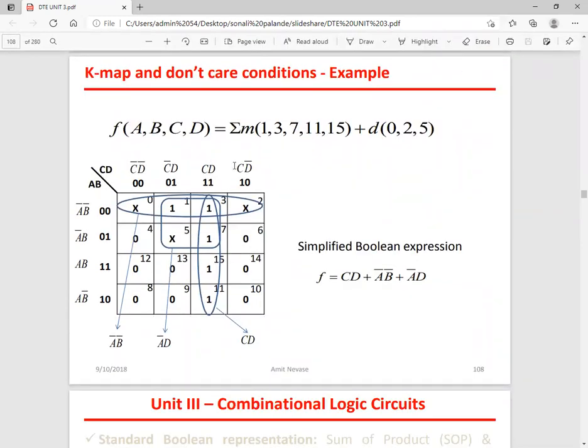So here we put a 1 in cell number 1, a 1 in cell number 3, a 1 in cell number 7, and cell 5 is the don't care condition. We put a cross here like this, and we can adjust. For example, here is a 1, here is a 1. Here a don't care condition is there, so we can group 4 ones. So we treat X as a 1. The simplified Boolean expression is F equals C D plus A bar B bar plus A bar D. So we will discuss the next point in the next lecture.